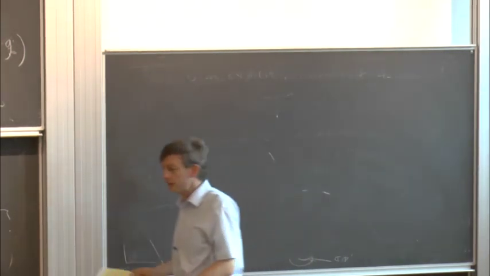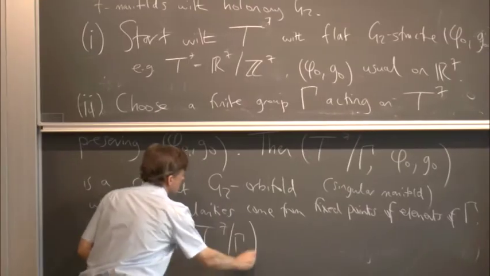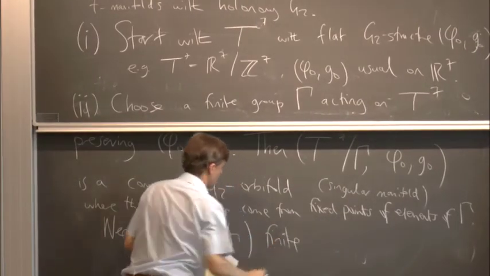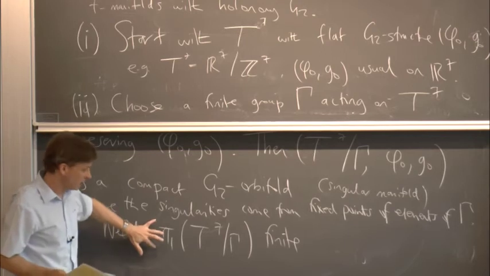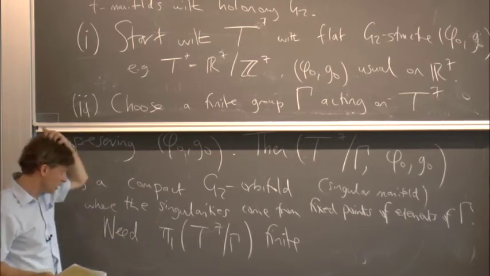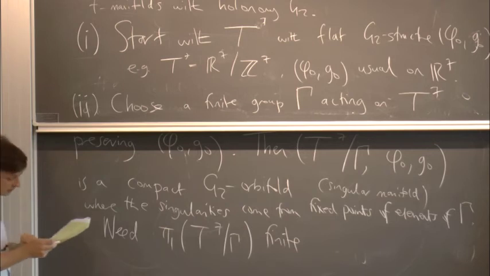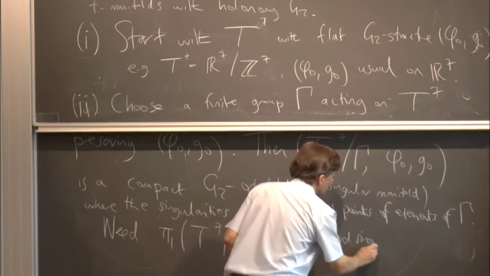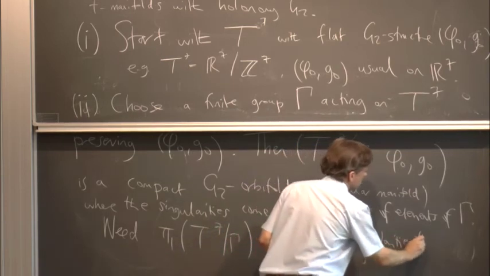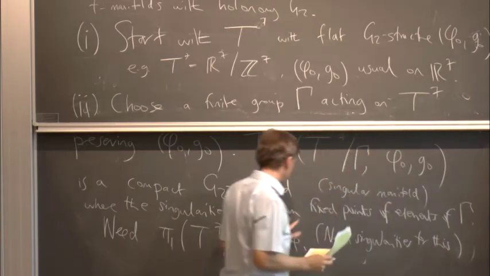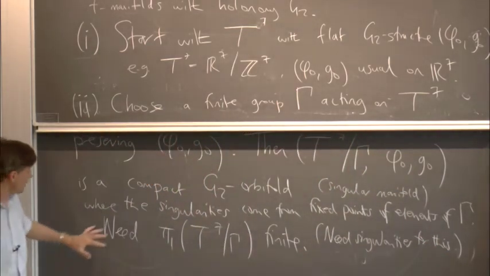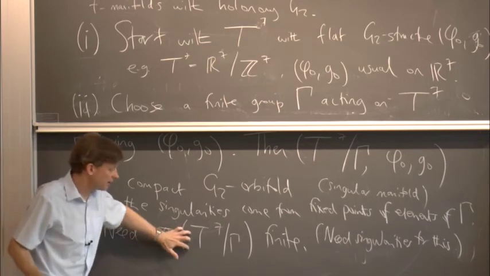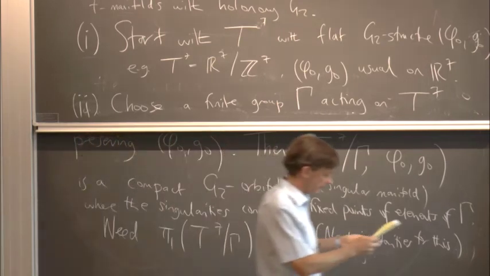Well, we're going to need finite fundamental group. So we're going to need pi 1 of T7 on gamma to be finite, because otherwise we're going to end up with a 7 manifold with infinite fundamental group, which then cannot have holonomy G2. And we need singularities for this. Because if it was non-singular, then gamma would act freely, and then the fundamental group of that would be gamma semi-direct Z7, which would be infinite. Okay.